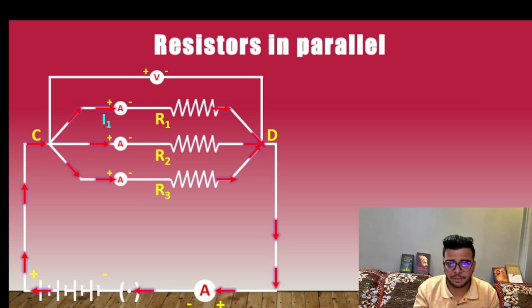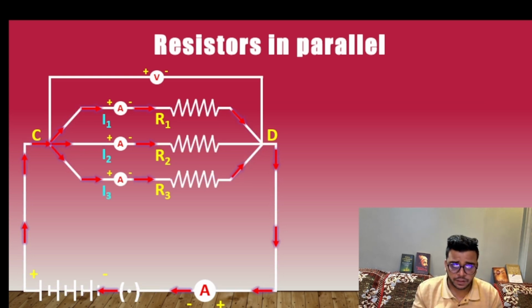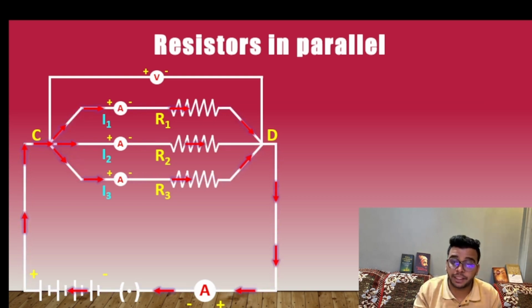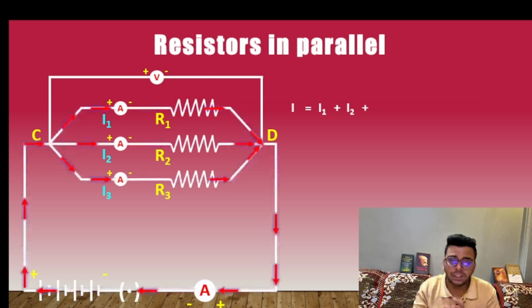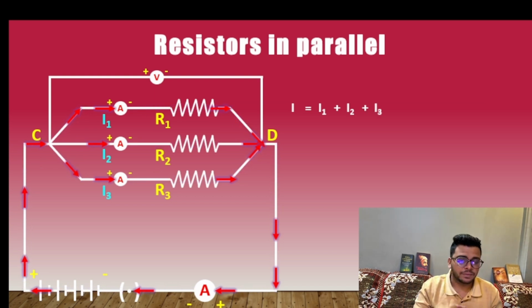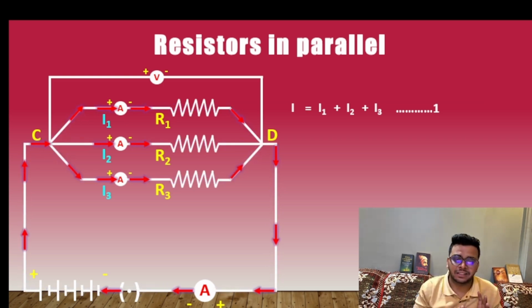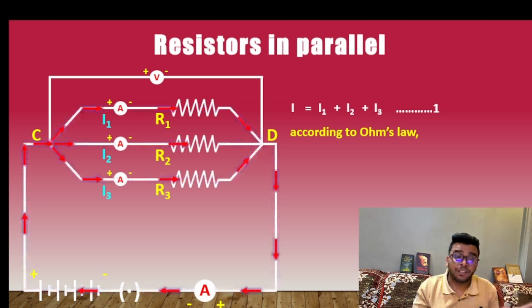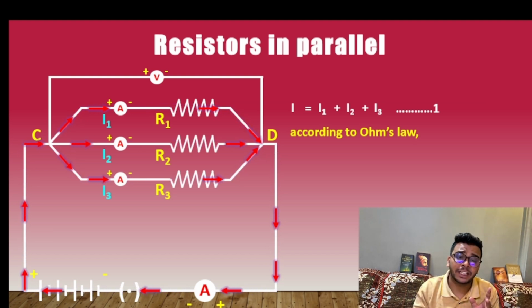Now next step, as we can see I1, I2 and I3 are there. So the total current I is the summation of I1 plus I2 plus I3. Equation number 1. Similar steps as series, we will be using Ohm's law. Now V is equal to IR, so therefore I will be equal to V upon R.